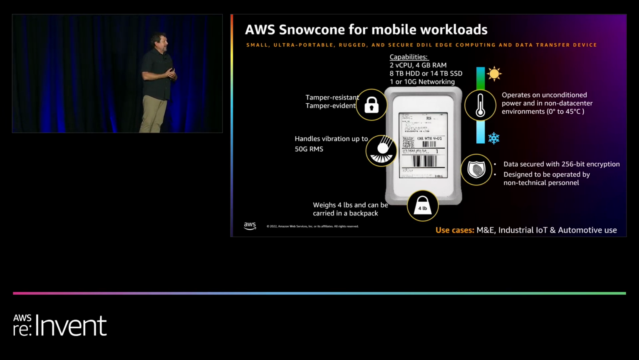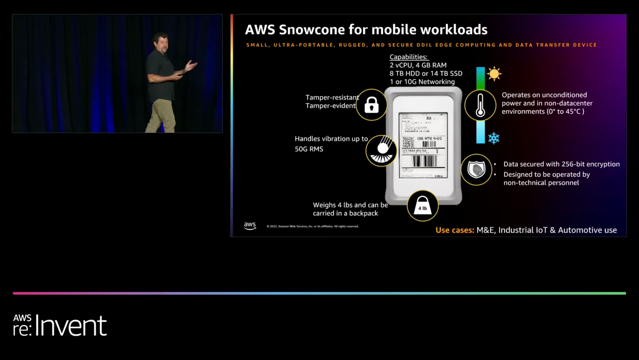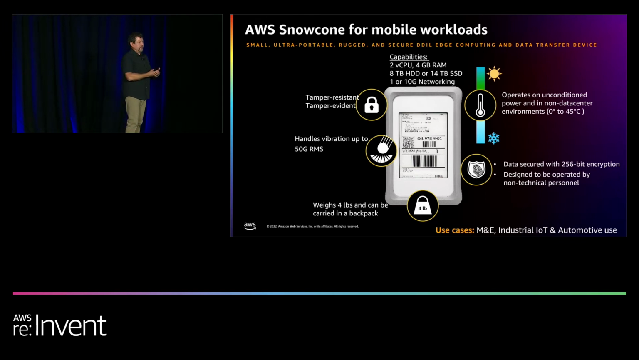Same power conditions, unconditioned power. In fact, what's interesting about the Snow Cone, different than the Snowball Edge, is the power on it is just a standard USB-C port. And so you can connect that via any USB-C interface you have. And there are customers, too, who use these, again, in totally disconnected environments and just hook them up to batteries and can operate the environment completely remotely with disconnected power as well. And then same 0 degrees to 45 degrees Celsius.